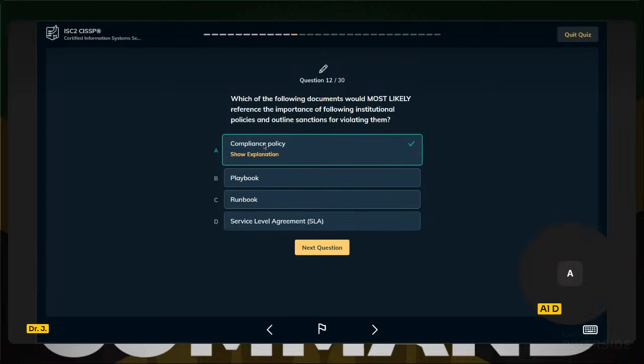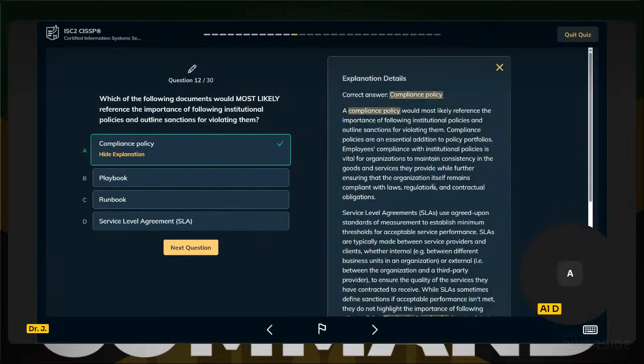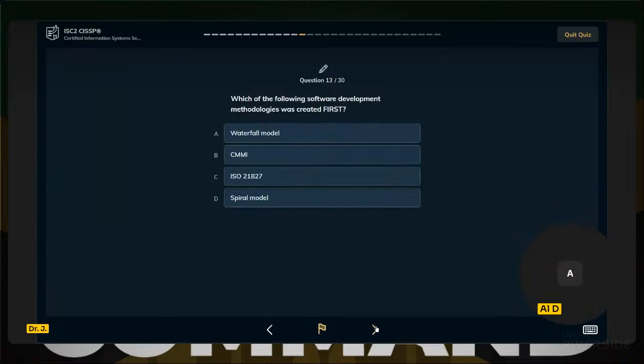Yeah, compliance policy, especially when they talk about sanctions and stuff like that. That's policy, because that's usually tied to local or sometimes even federal laws or regulations. You can find yourself getting fined and all that stuff.